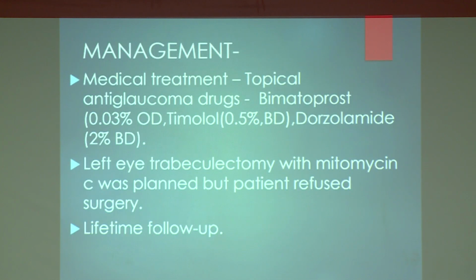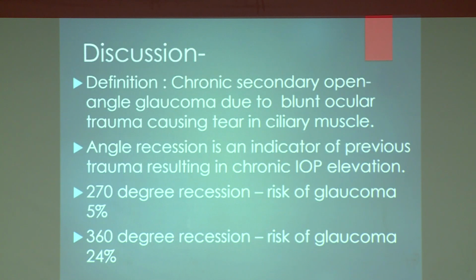Lifetime follow-up was advised. Angle recession glaucoma is a secondary open angle glaucoma due to blunt trauma, which causes a tear in the ciliary muscles. Angle recession is an indicator of previous trauma, resulting in chronic IOP elevation. It has been seen that with 270 degree recession, the risk of glaucoma is 5%. With 360 degree recession, the risk of glaucoma is 24%. Ocular trauma with hyphema: 71 to 100% develop angle recession, and 1 to 20% of recessions develop into glaucoma.